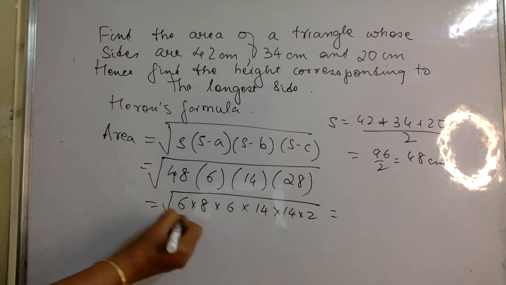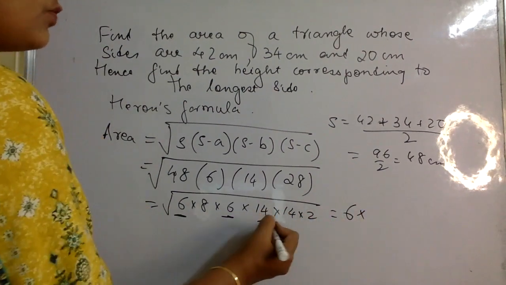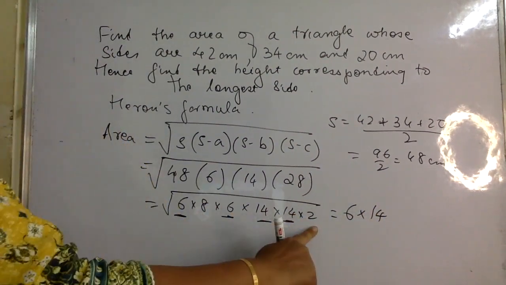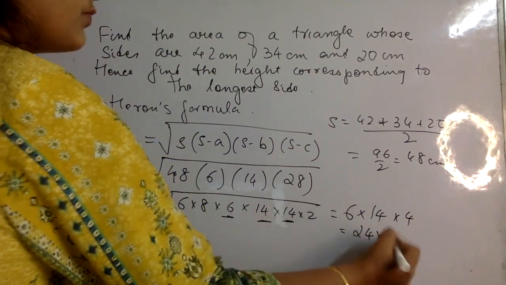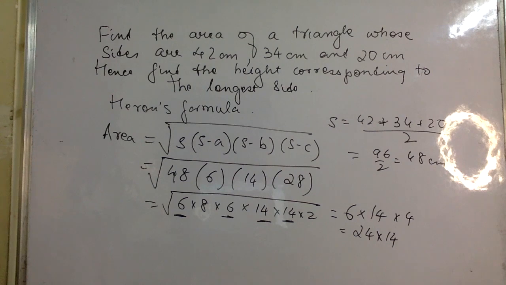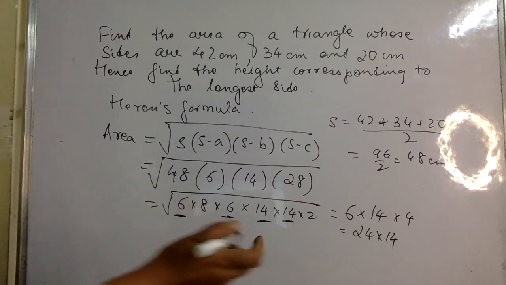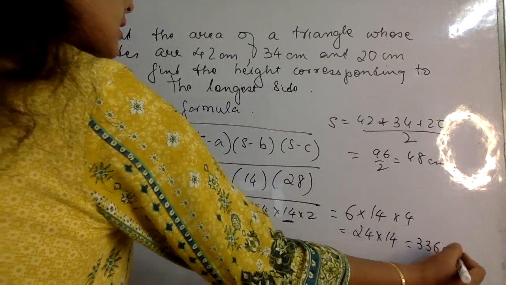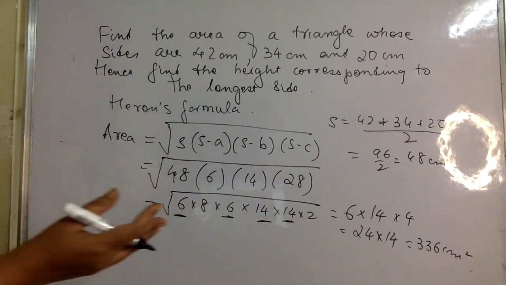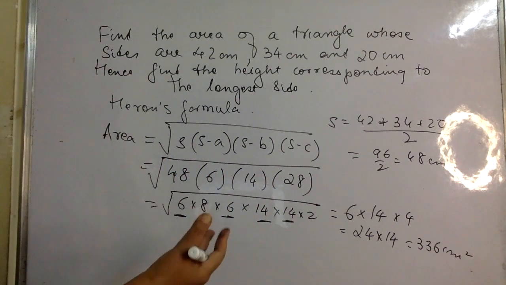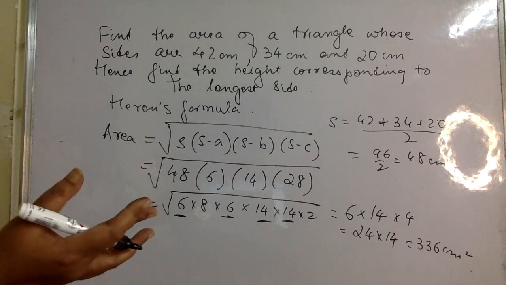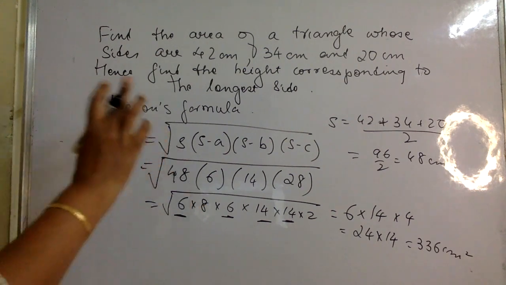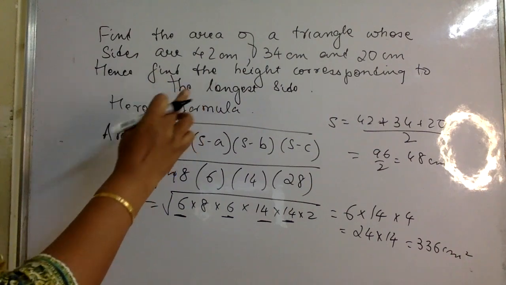Now from the root sign, there are 2 6s, take out 1 6. There are 2 14s, take out 1 14. 8 into 2 is 16. 16 square root is 4. So 24 into 14. When I get 24 into 14, I get that as 336 centimeter square. That is my area of the triangle. Now the area of the triangle is only one thing that they had asked. Find the height corresponding to the longest side.